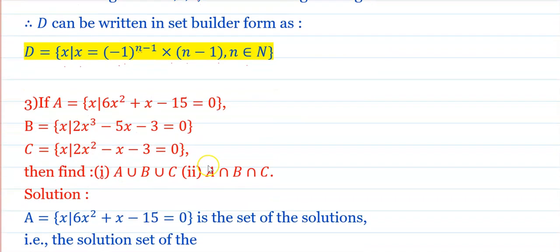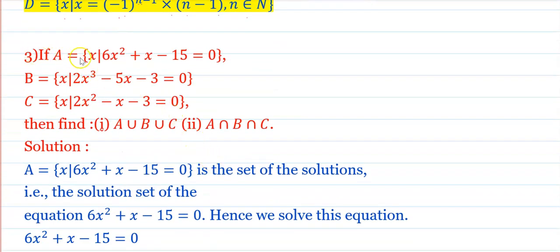Now the next is: if A = {x such that 6x^2 + x - 15 = 0}, B = {x such that 2x^2 - 5x - 3 = 0}, and C = {x such that 2x^2 - x - 3 = 0}, then find A union B union C, and second, A intersection B intersection C.